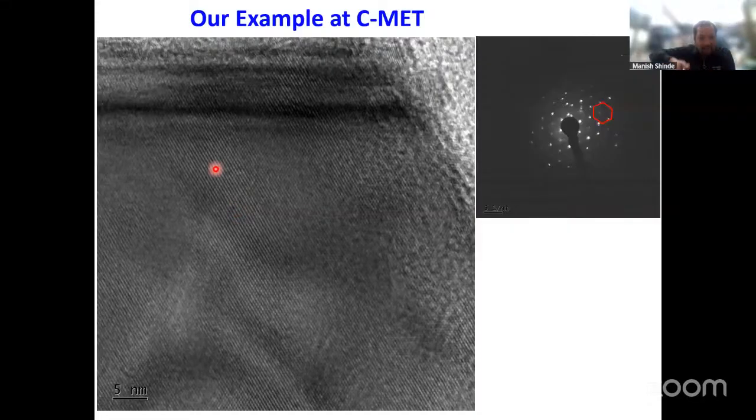But since these lines are oriented in a particular direction, that means that this material is single crystalline. How do I confirm this? I confirm this by using this SAED pattern. Here I can see the spots. The spots can tell that the material is single crystalline.